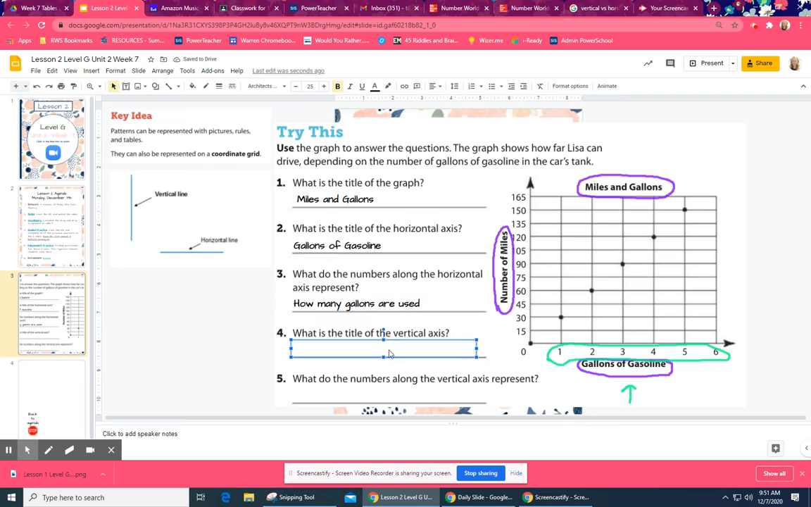What is the title of the vertical axis? Vertical is up and down, so number of miles. And then what do the numbers mean? So on the y-axis, they're labeled in increments of 15. So this one was labeled in increments of 1. This one was labeled in increments of 15, and that's fine.